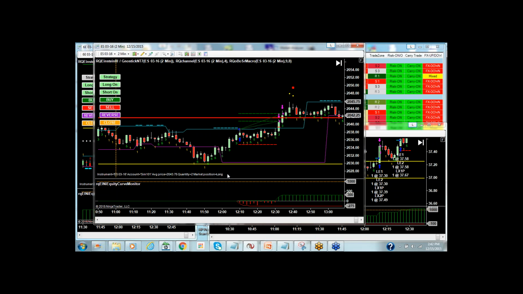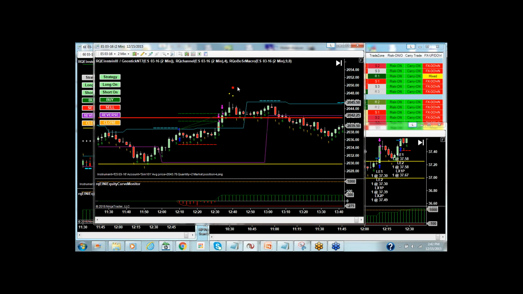Okay, this was later on, looks like at about 12:10. First target, second target, sure enough, we got the retracement marker, and it did exactly that. It retraced. So that was nice.